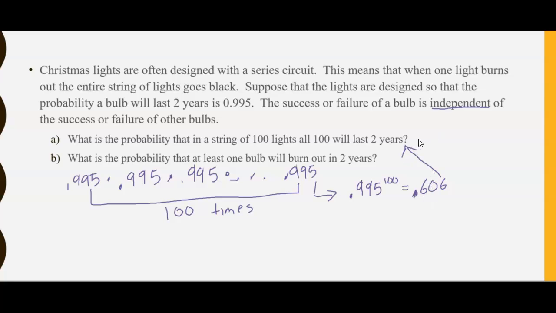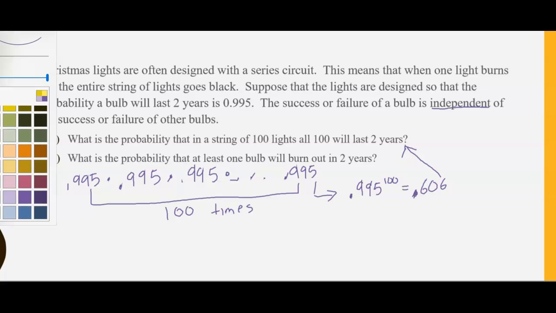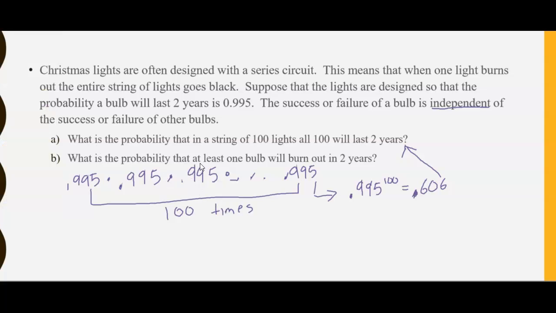Okay, so we're going to use that answer to find B. What is the probability that at least one bulb will burn out in 2 years? Huge thing here, this idea of at least one bulb. Let me change my color real quick. That thing right there, at least.